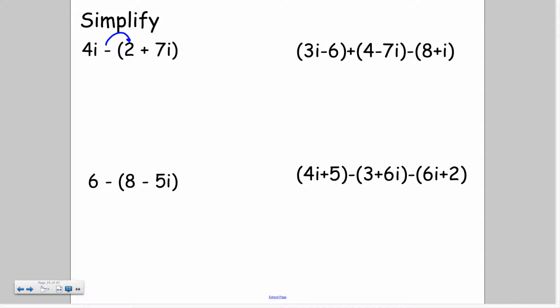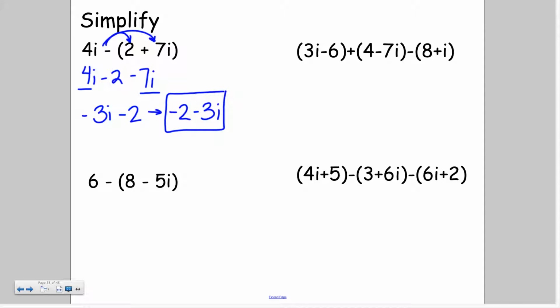So for this one, I'm going to distribute the negative. So I end up with 4i minus 2 minus 7i. And then I'm going to combine like terms. So 4 minus 7 is negative 3i. Then I keep the 2, but I've got to write this in the right way, so I'm going to end up with negative 2 minus 3i.